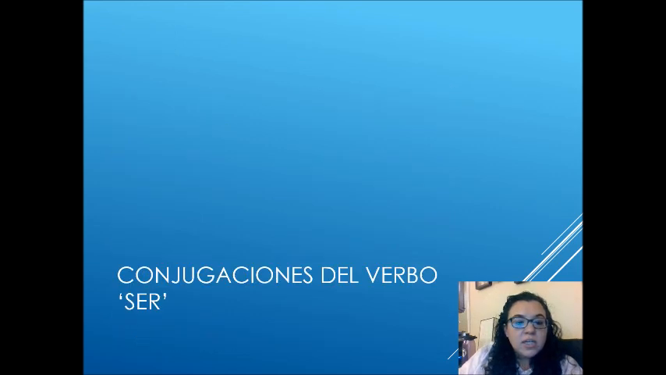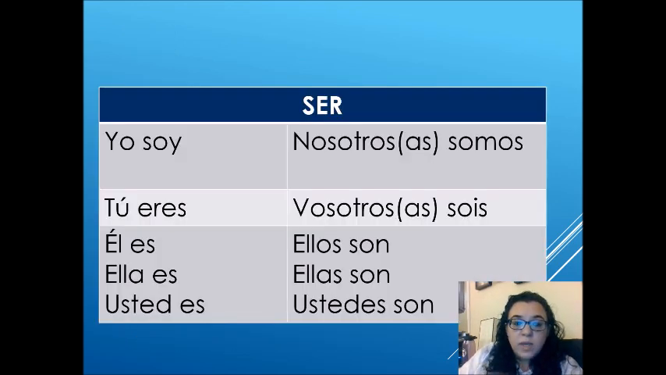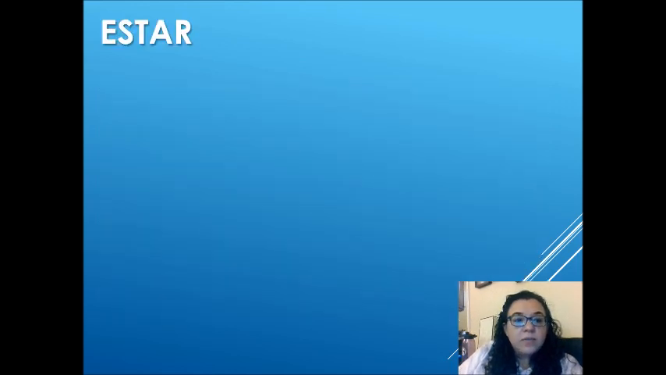And here are the conjugations of the verb ser, which is an irregular verb. Yo soy, tú eres, él es, ella es, usted es, nosotros somos, vosotros sois, ellos son, ellas son, ustedes son. Now, that's the verb ser. Now we're going to talk about the verb estar.